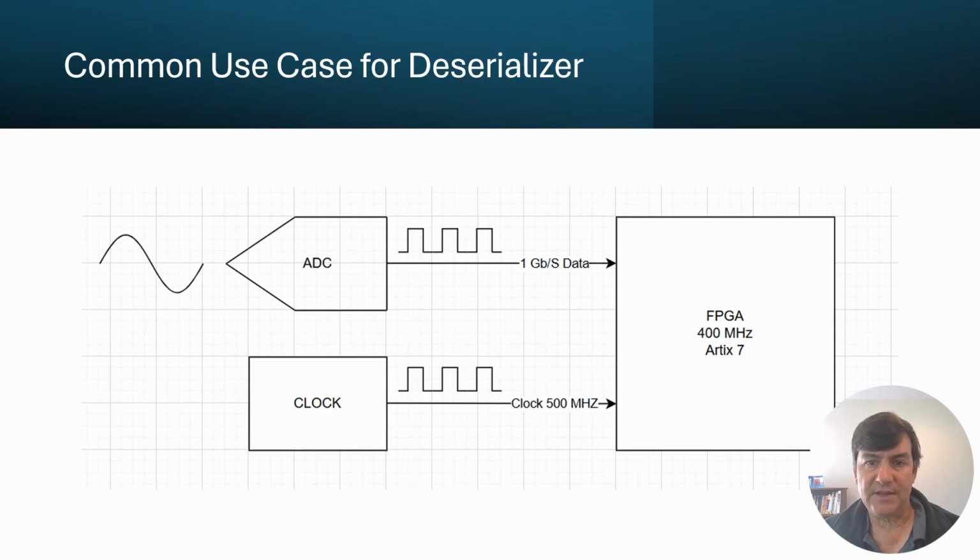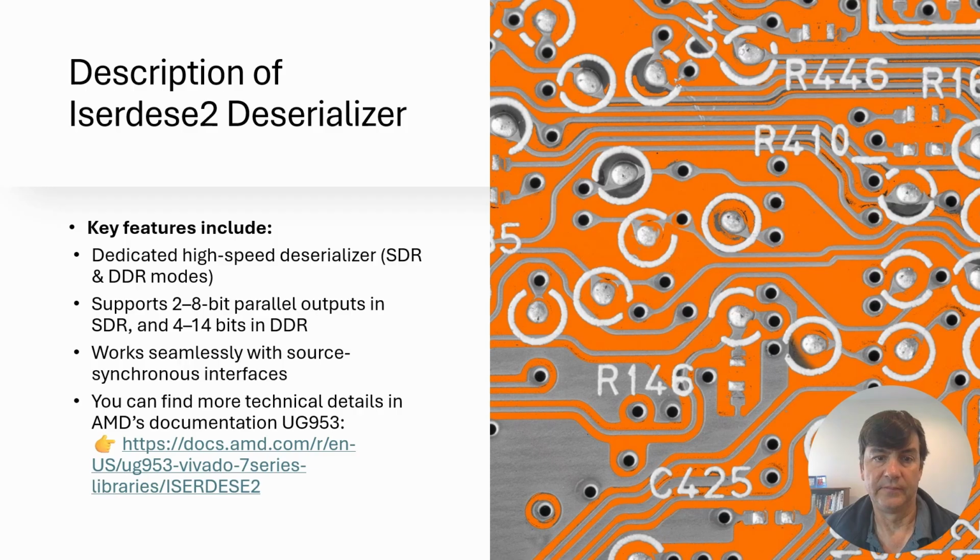That's where the ISERDESE2 comes in. It can handle serial data rates up to 1.25 gigabits per second, letting you easily meet the timing of a 1 gigabit per second stream. The ISERDESE2 is a dedicated serial to parallel converter with built-in clocking and logic features for high-speed source synchronous designs. It eliminates the complex timing issues you'd face if you tried to build your own deserializer in the FPGA fabric.